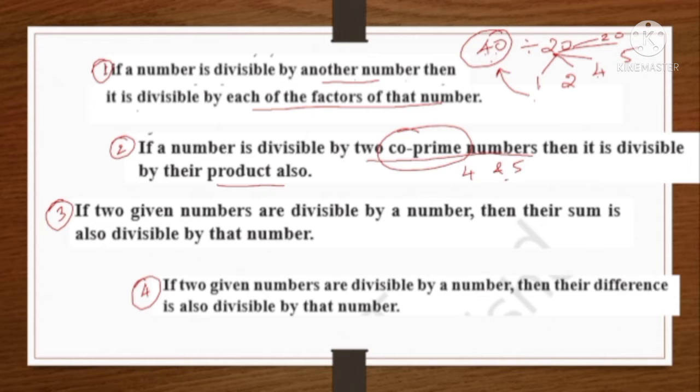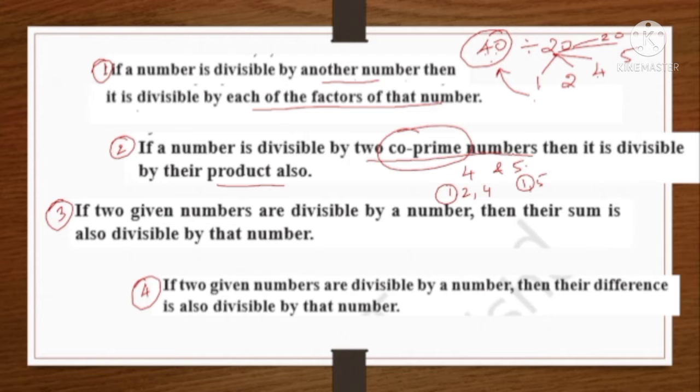For example, if you just consider the numbers 4 and 5. This 4 and 5 are co-prime, isn't it? So what are the factors of 4? Factors of 4 are 1, 2, 4. What are the factors of 5? 1, 5. What is the common factor here? 1 is the common factor. So we say that 4 and 5 are co-prime numbers.